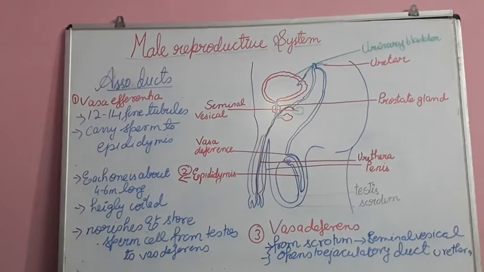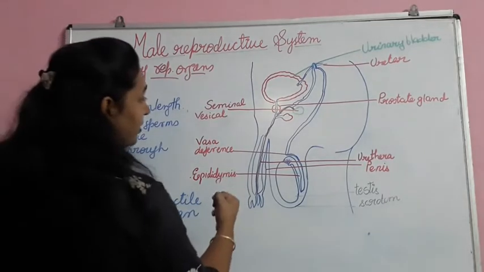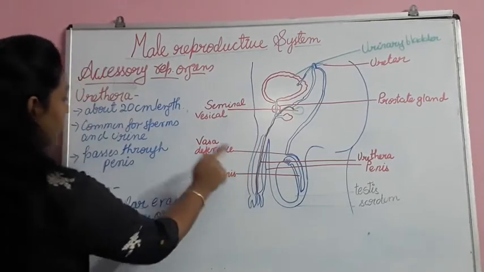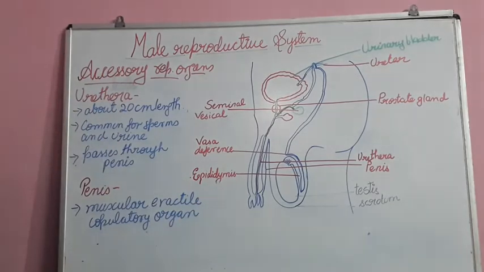Now let us see the accessory reproductive organs and what they are actually doing. Here we have two accessory reproductive organs, and these two are the urethra, which you can see over here marked with the red line, and the penis, the other part which is responsible for the working of the reproductive system. So now let us see what the urethra is.